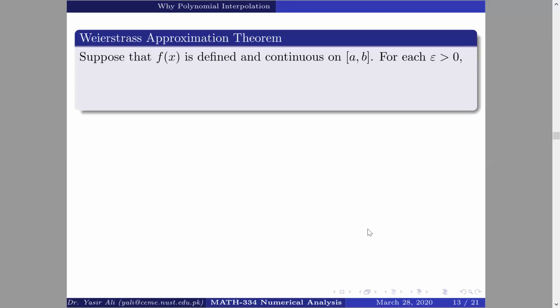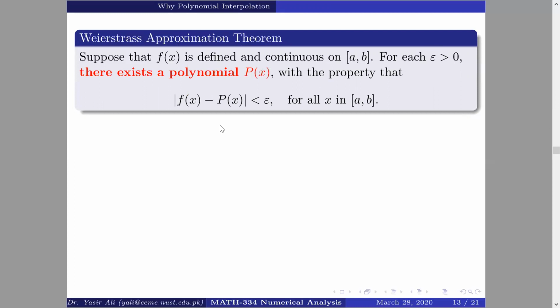This theorem states that if we want to approximate a function f of x defined and continuous on an interval, and there exists some epsilon greater than 0, then we can find a polynomial, or there exists a polynomial, with the property that the function and the polynomial are very close to each other.